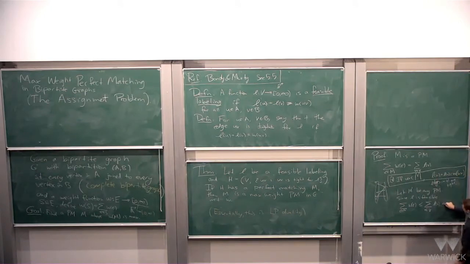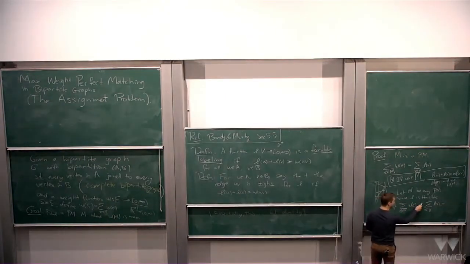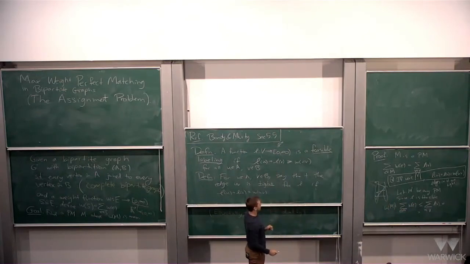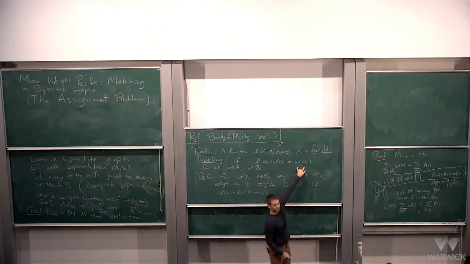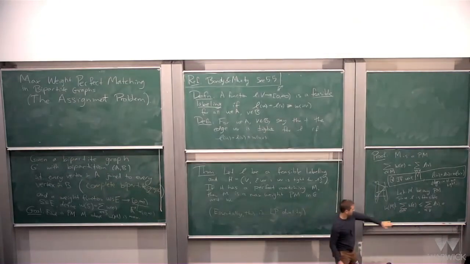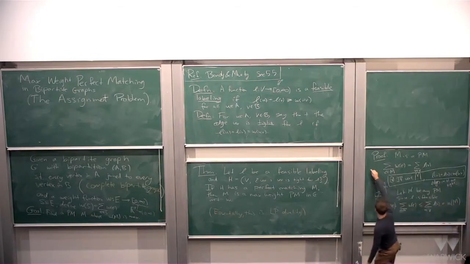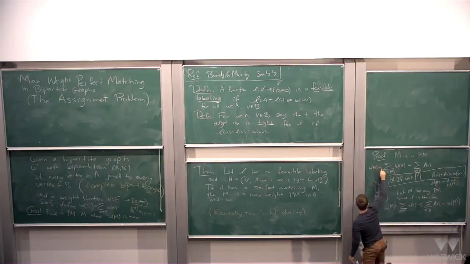So the weight of M prime is at most this. Do you mean strictly less than here? No, the weights generally are less than or equal to the sum of their endpoints, so it goes in this direction. And like we showed above, this is exactly equal to the weight of M.